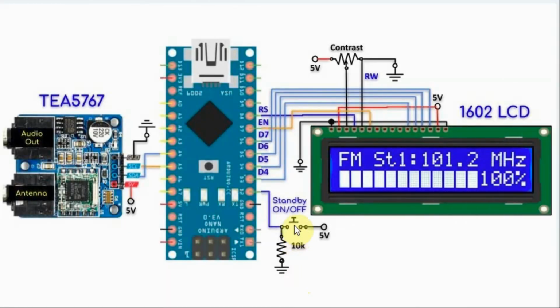Pressing the push button again will play the next FM station. Pressing the button again will play the third station. In this system, we have 3 FM stations stored in memory. So pushing the push button will loop through the 3 stations. And finally, doing a long press of the push button will put the system in standby mode and the audio is muted.